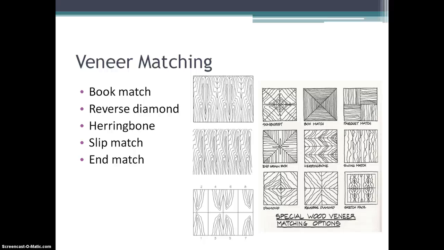So book matching is where it's side to side, and the herringbone is where it's lengthwise. It's kind of got a wavy pattern to it. Reverse diamond is where it's in four quadrants, and it comes together into a diamond shape. Slip match is where it's lined up straight, and that's the middle picture. And then the end match is where the ends of the veneer match up with each other.